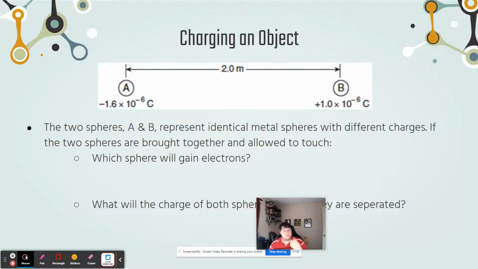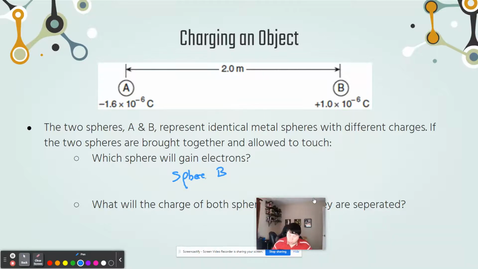Okay, last thing with charging an object here, I've got an example. It says that two spheres, A and B, represent identical metal spheres with different charges. If the two spheres are brought together and allowed to touch, the first question is, which sphere will gain electrons? You can think about this one a couple different ways. My favorite way to think about it is just which one has more electrons right now. Clearly, the negative one is going to have more electrons. So when they touch, it has to be that the one with more electrons will give them to the one with less electrons. That's always going to be true. And so that's the way I think about it. And so then I know it's going to be sphere B that's going to gain electrons there.